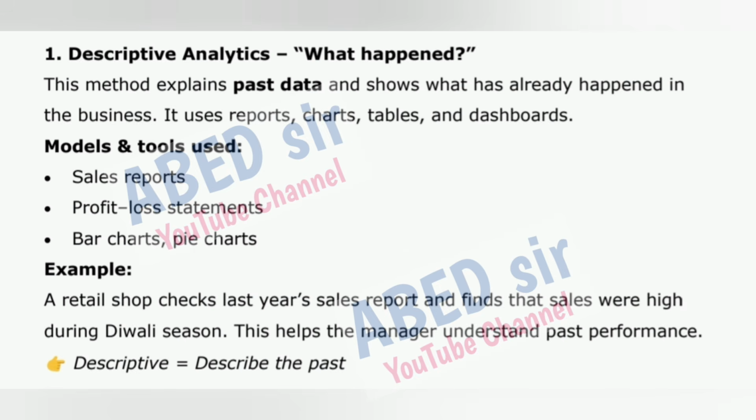1. Descriptive analytics. What happened? This method explains past data and shows what has already happened in the business. It uses reports, charts, tables, and dashboards. Models and tools used: sales reports, profit-loss statements, bar charts, pie charts. Example: a retail shop checks last year's sales report and finds that sales were high during Diwali season. This helps the manager understand past performance. Descriptive is equal to describe the past.